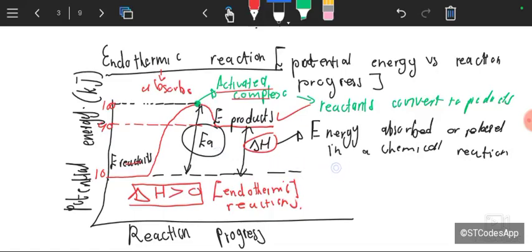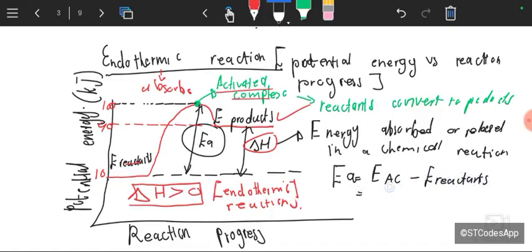I want you to know this. There's no formula, just know what it means. The activation energy is always the energy at the activated complex minus the energy of the reactant. You'll always get the answer.